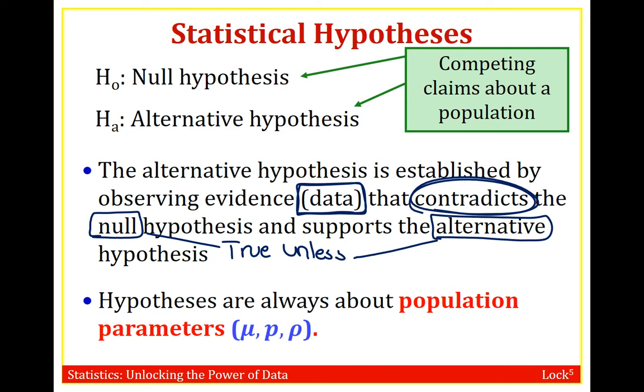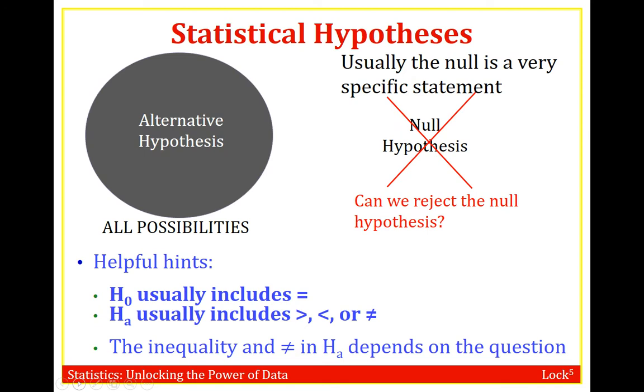The hypotheses are always about the population parameters. Remember those population parameters? Mu for an average mean, p for a proportion, and that great looking rho value. When we have the statistical hypotheses, it formulates all possibilities, everything that can possibly happen. When we look at H sub O, a statement about the population, it almost 100% uses equality. We're going to see an equal sign inside of our statistical values.